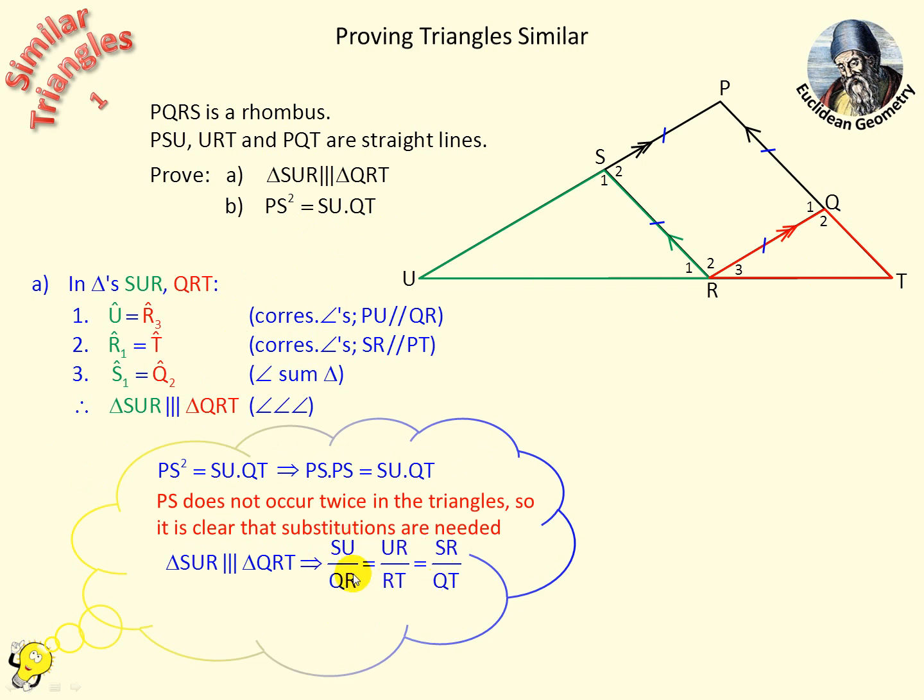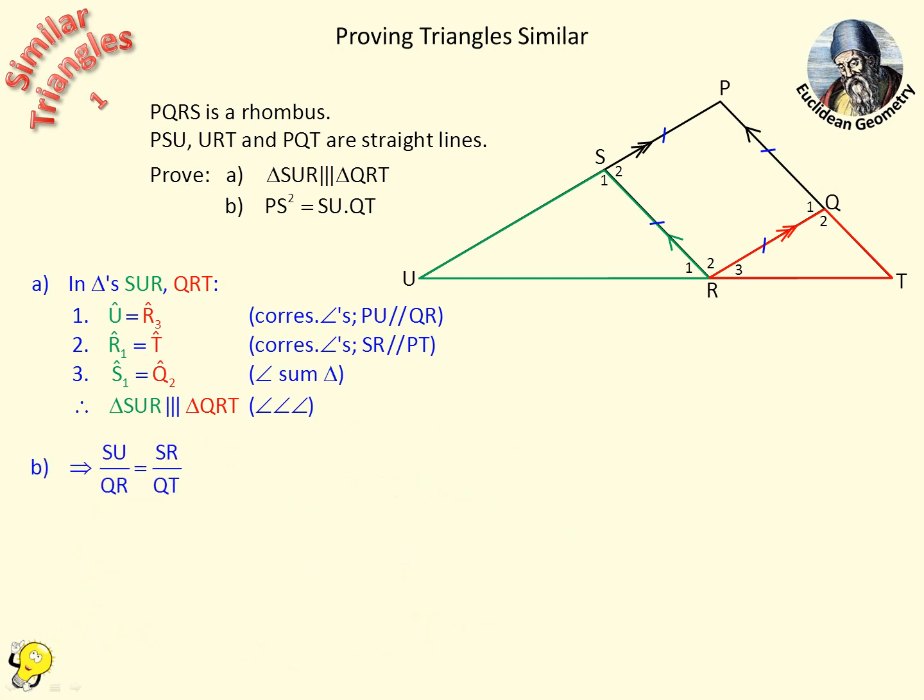So I'm going to start with SU over QR equals SR over QT in order to be able to get there. So SU over QR, SU first, second over QR first, second, equals SR first, third over QT first, third. There it is there. But we have those sides of the rhombus equal to one another. I don't bother to write "of". That's a waste of ink. And writing something like "sides of rhombus are equal," oh, that's an essay.